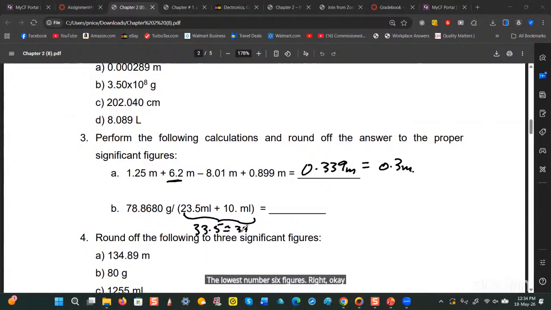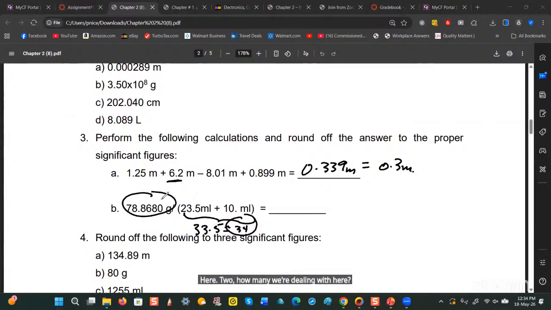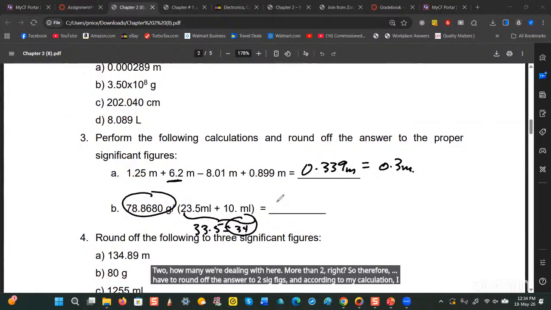Right, okay. So how many sig figs are we dealing with here? 2. How many are we dealing with here? More than 2, right? So therefore, we have to round off the answer to 2 sig figs. And according to my calculation, I got 2.3.